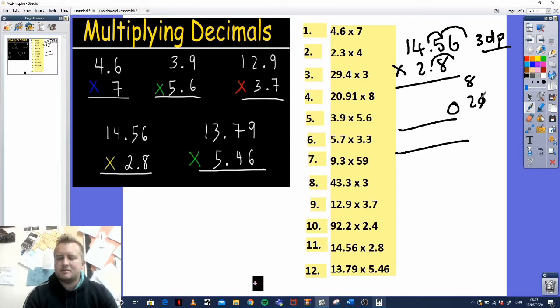28 is 8 and 20. I've just multiplied by 10 straight away. I've just put the 0 there because I know if I put the 0 there, all the numbers are going to be increased by 1 place value.